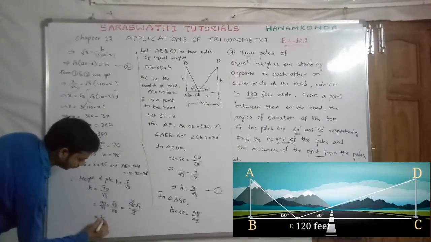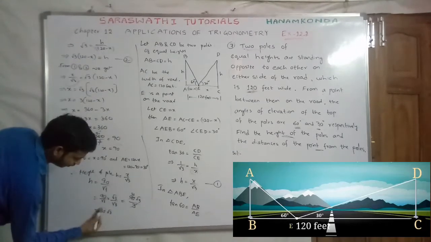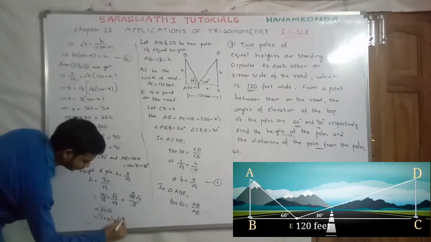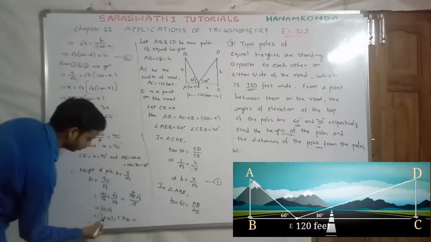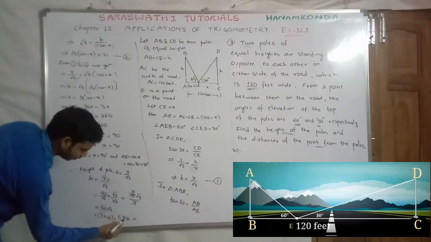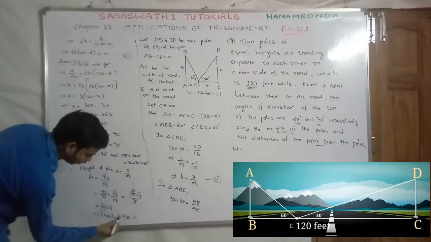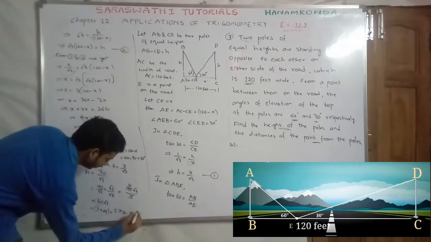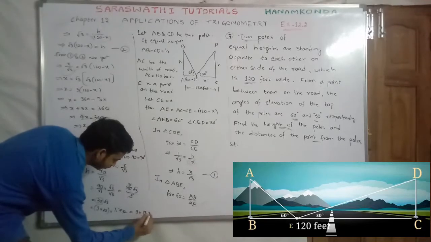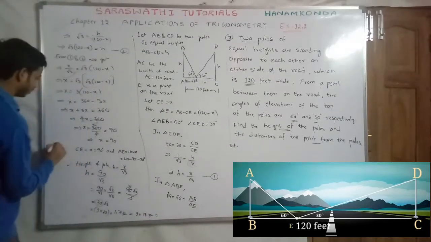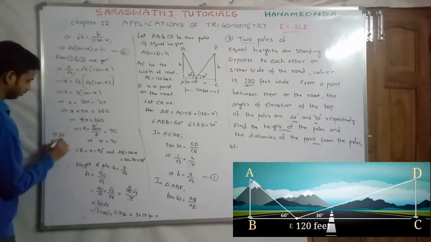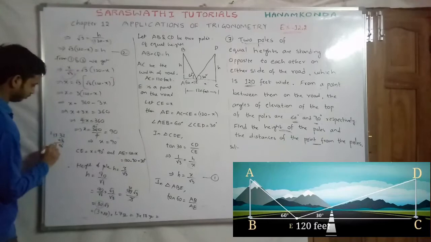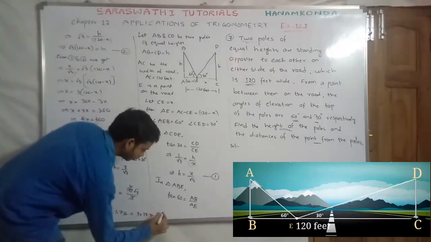So 30 root 3. Here we can write this 30 as 3 into 10. The root 3 value we know is 1.732. So 10 into 1.732 means 17.32, since multiplying by 10 shifts the decimal point one digit to the right side. So 3 into 17.32: 3 times 2 is 6, 3 times 3 is 9, 3 times 7 is 21, and 3 times 1 is 3. So 51.96.